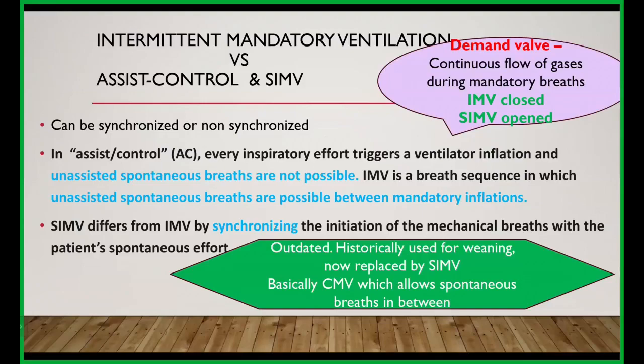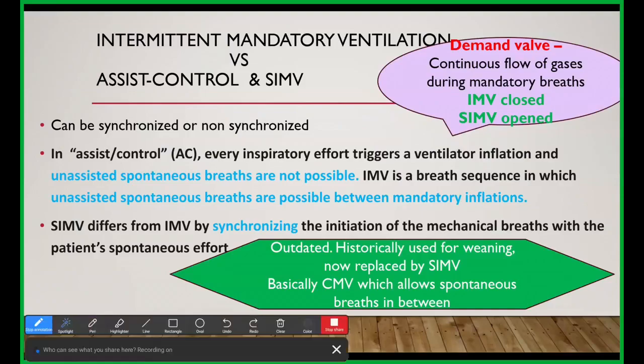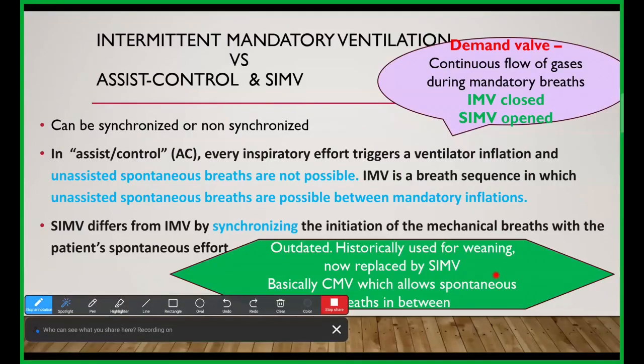So how is it going to act? That is the demand valve. Demand valve is nothing but a valve which allows a continuous flow of gas during mandatory breaths. So during mandatory breaths, if a patient is triggering, or if there is an inspiratory effort, then the flow of gases will be turned into a spontaneous breath. So the spontaneous breaths are always synchronized with the mandatory breaths.